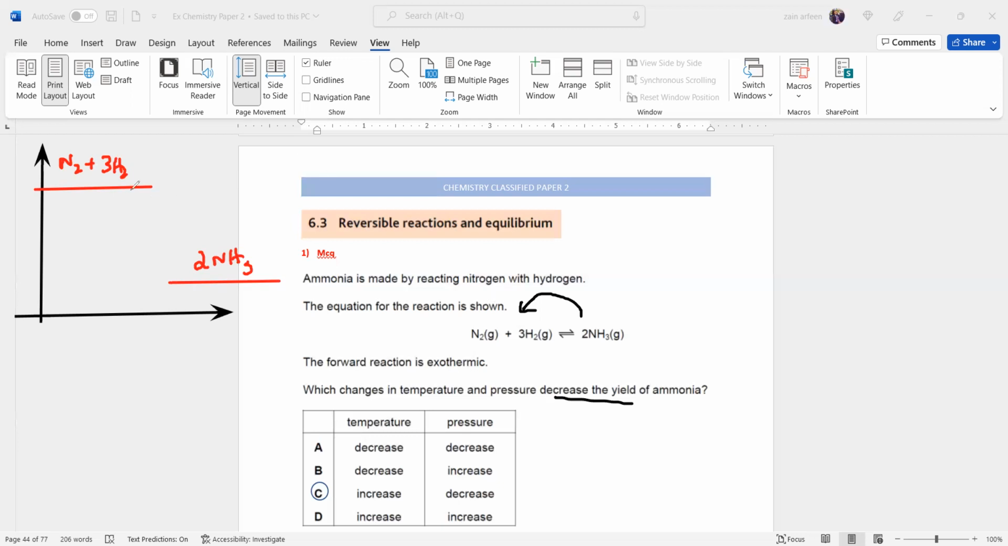So how can we shift the equilibrium towards the left hand side? For exothermic reactions, if we increase the temperature, the equilibrium will shift toward the left hand side. That's why temperature should increase. What about the pressure?